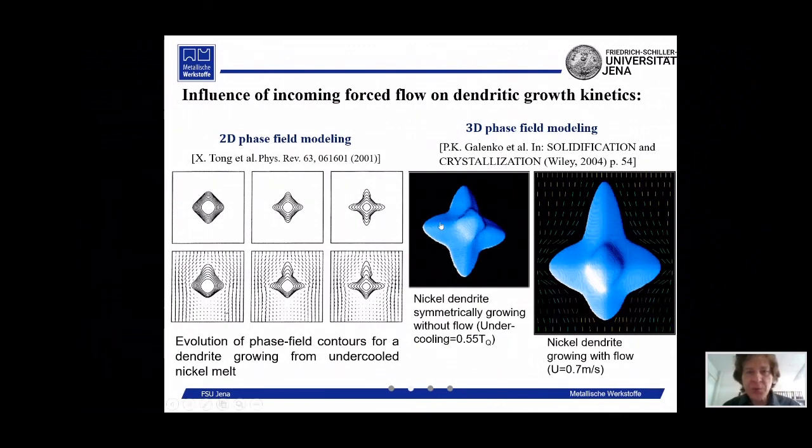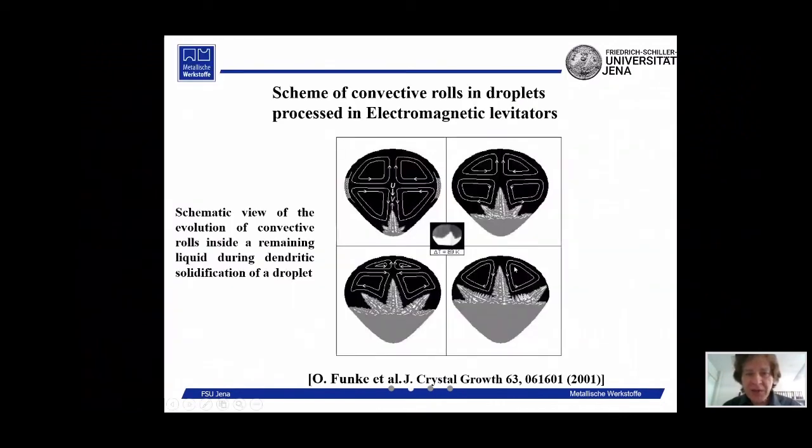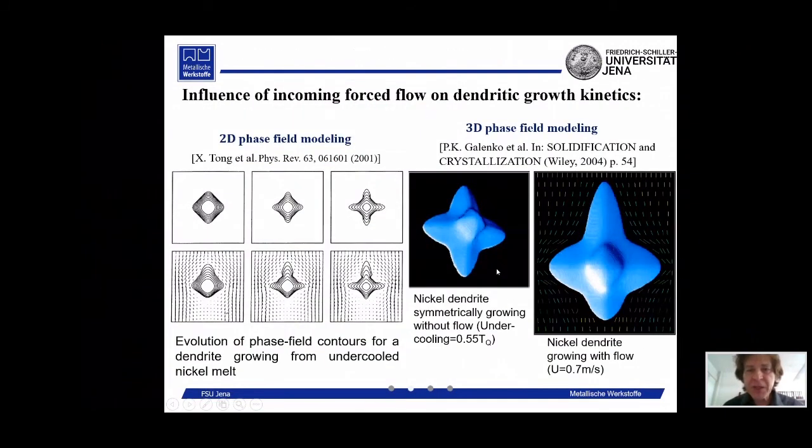As I told you, normally in an electromagnetic levitation facility, the streamlines of the flow are directed in the opposite direction to the crystal growth. And we can see the difference in microstructure solidified in stagnant melt. This is two-dimensional modeling using two-dimensional phase field modeling, and microstructure solidified under the flow imposed at the top boundary of the computational domain.